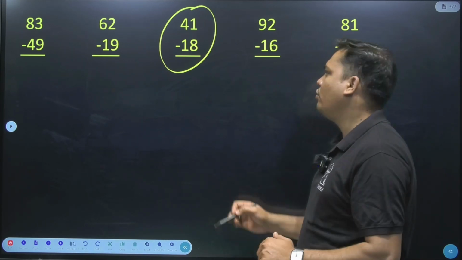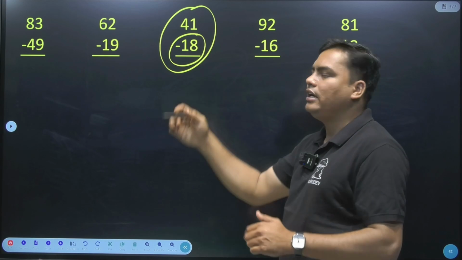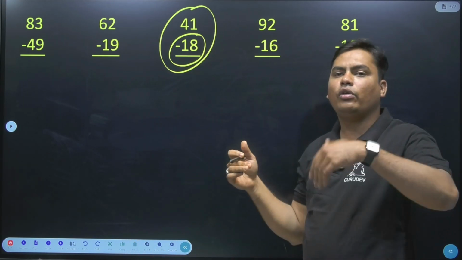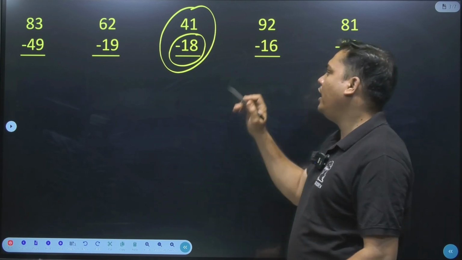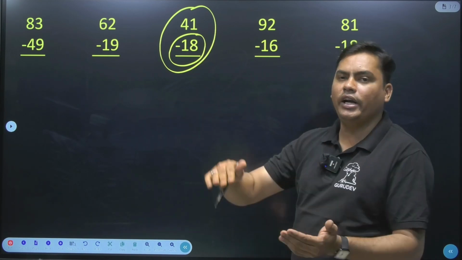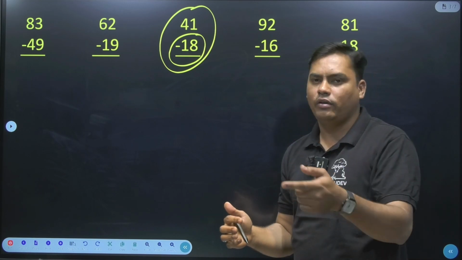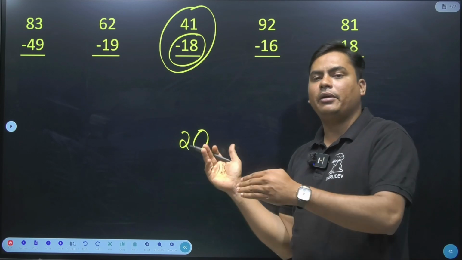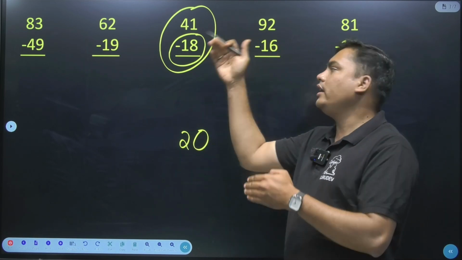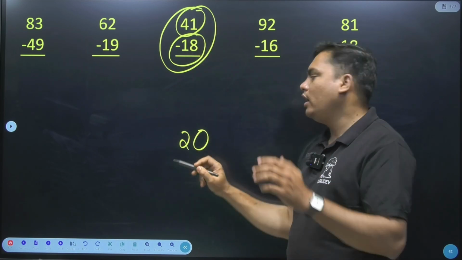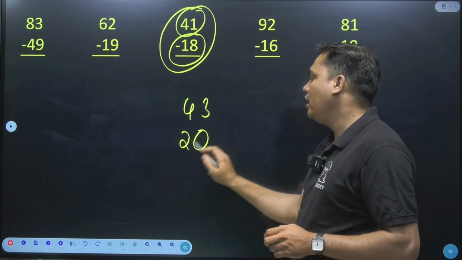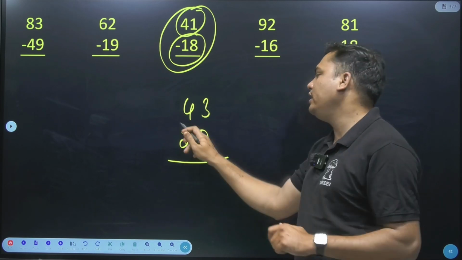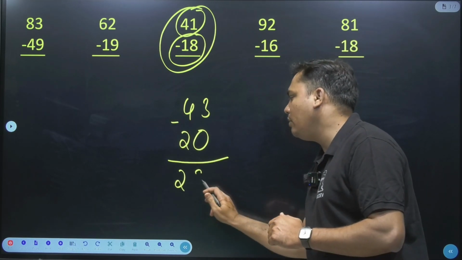Now, this 18 is near to 20. Yes, I am converting all the bases to the nearest tens. So, to make 18 into 20, I can increase this by 2. If I increase this by 2, it becomes 20. Now, if I am increasing this by 2, I should increase the 41 also by 2. That is nothing but 43 here. Now, you can subtract 43 and 20 very easily. What is 43 minus 20? The answer will be 23 here.